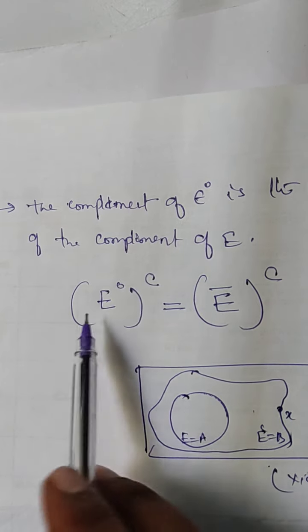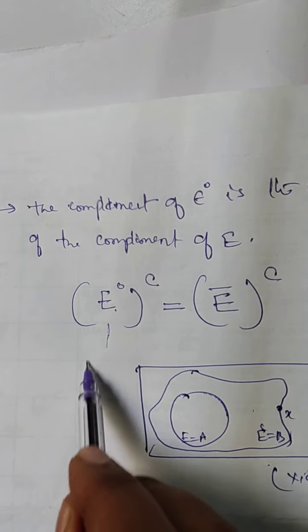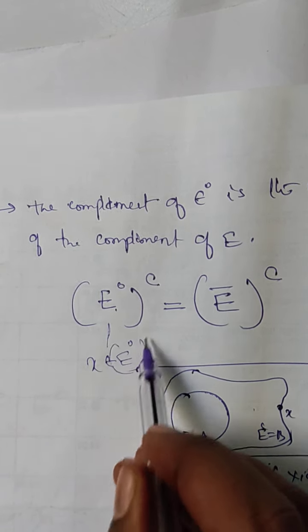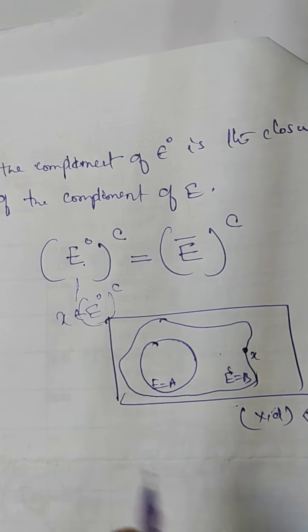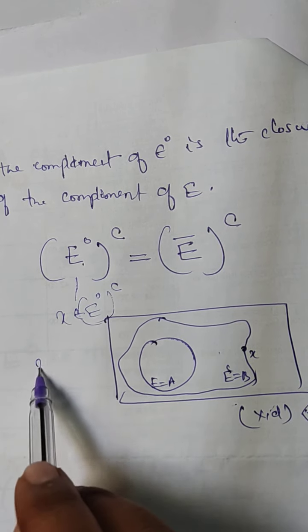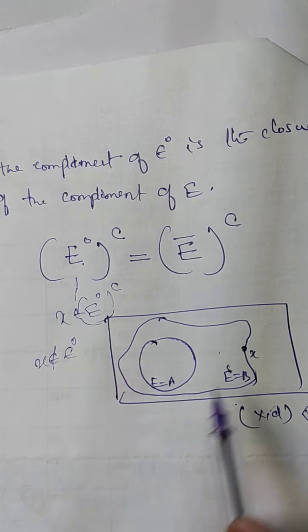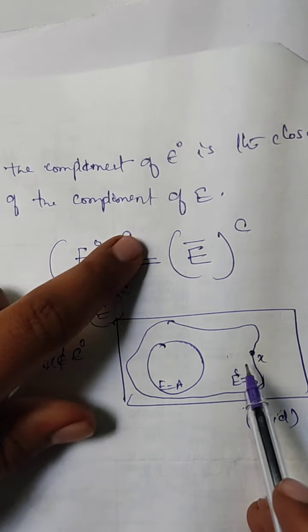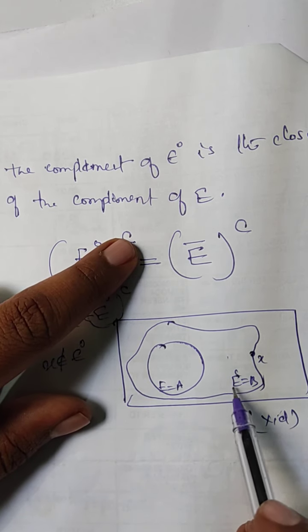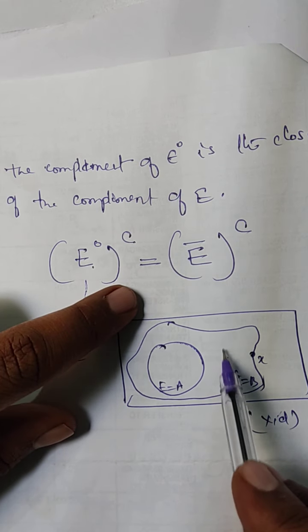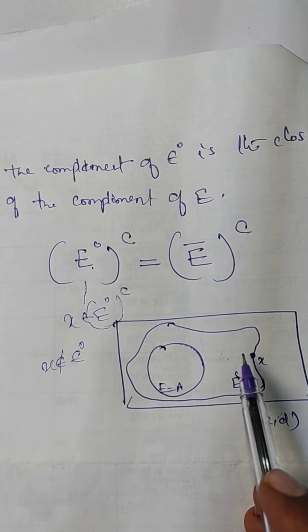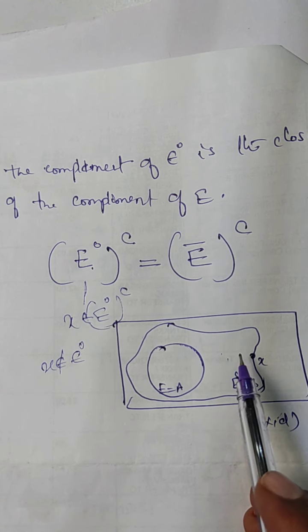Now we are considering a point x. A point x belongs to this complement of E interior. That implies that x does not belong to E interior. That's it, right? If I consider a point x belonging to this E complement, and this is the E interior of E, that means x does not belong to that. From that we can write x does not belong to E interior.